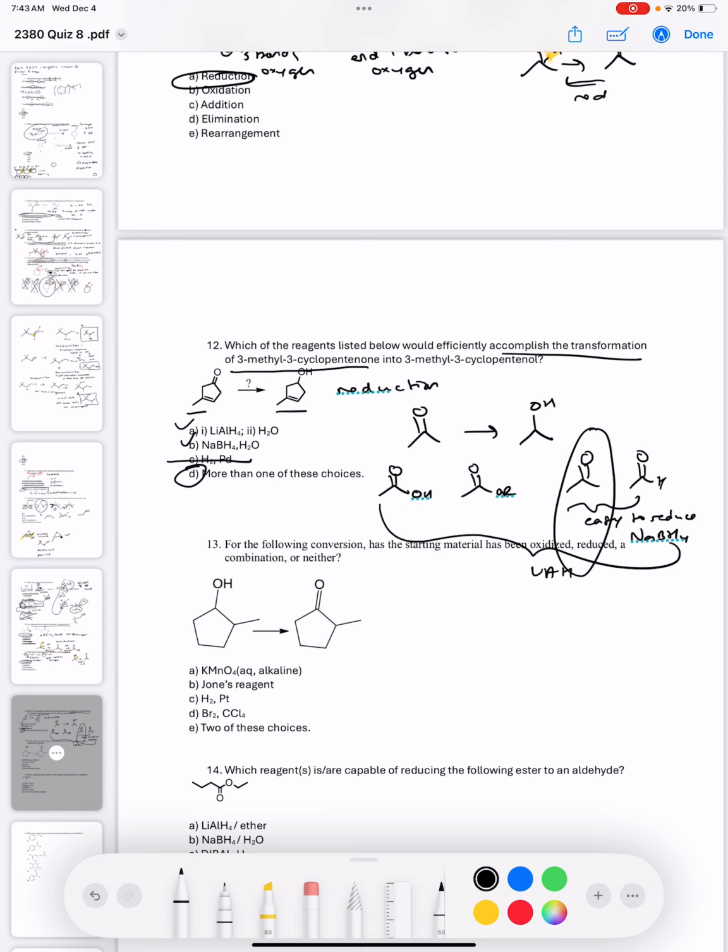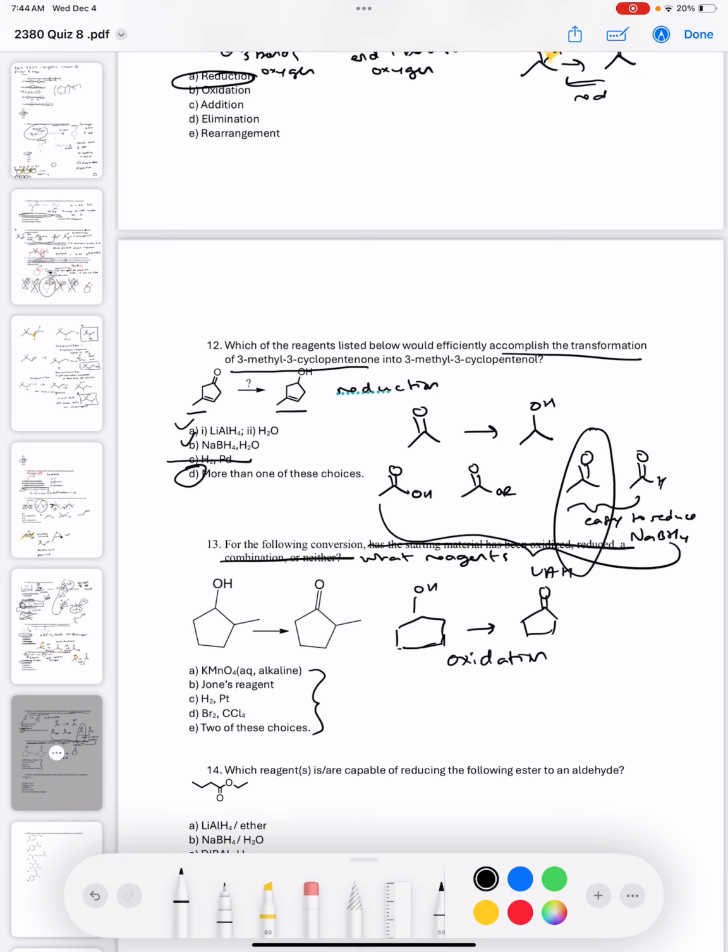And now this is kind of the opposite. We go from an alcohol to a OH. And then it says, has the starting material been oxidized, reduced, a combination, or neither? And that's not the question. The question is asking what reagent. So that's a typo. I found some typos in your exam too, and I'll announce them before. But so if we go from here to here, the transition is an oxidation.